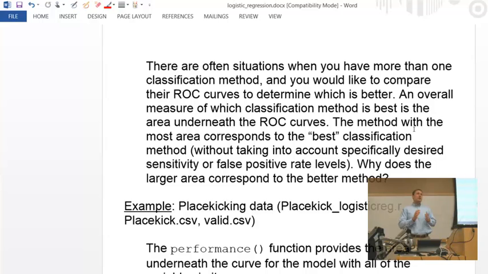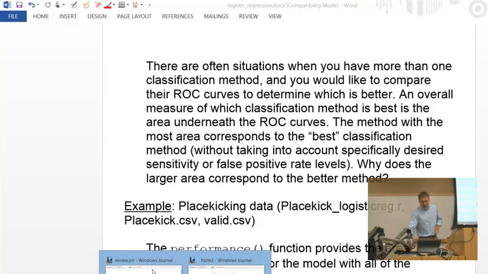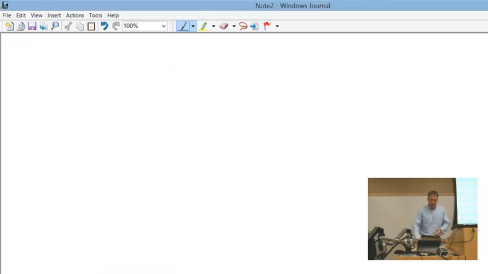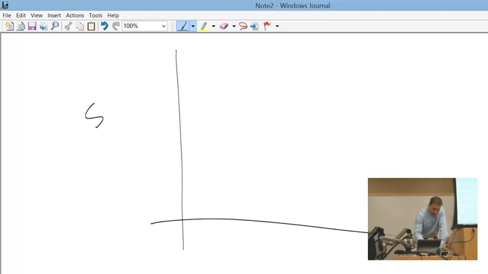There are going to be particular situations where you're not sure which, let's say, logistic regression model to use to classify your observations. And so how do you make a choice between the different classification methods? We've talked about this a little bit before. Let's just talk about it again, in a little bit more detail. So again, here's my ROC curve. I have sensitivity versus 1 minus the specificity.